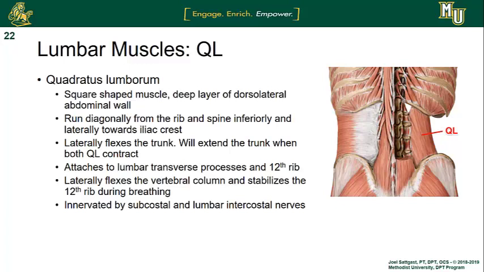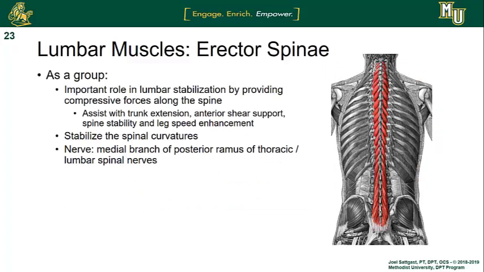Additionally, it's attaching not only to the lumbar transverse processes, but also to the 12th rib, and then serves to laterally flex the vertebral column and stabilize that 12th rib during deep inspiration or breathing. You see the neural innervation there. As a group, again, there are 4 muscles that make up the erector spinae.